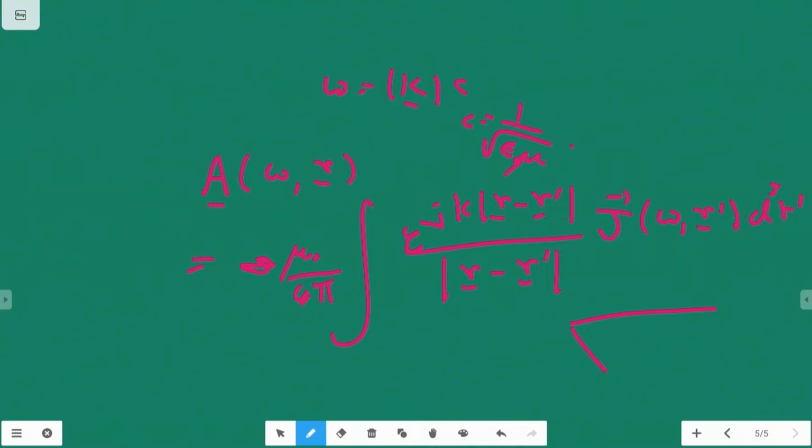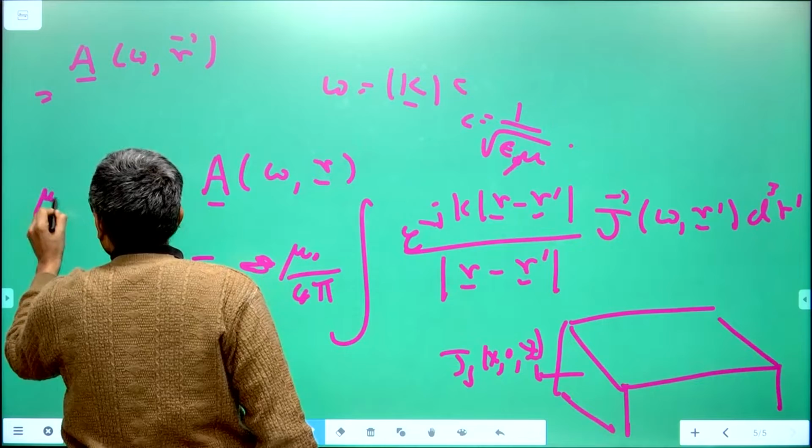For example, the surface of a perfectly electric conducting surface. So we took the example of the xz surface of a rectangular dielectric resonator antenna, RDRA, where Js was a function of x, 0 and z. In that case, you will replace this volume integral by a surface integral, and the radiated fields will be given by A of omega r in the far field. This will be given by mu naught by 4 pi integral Js over the surface. So let me call that r dash.